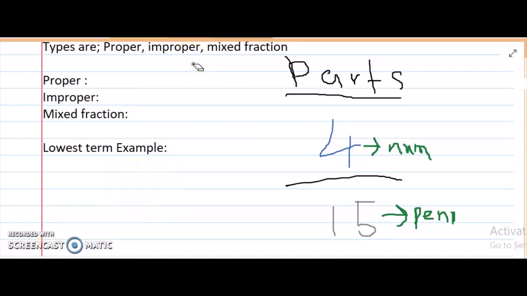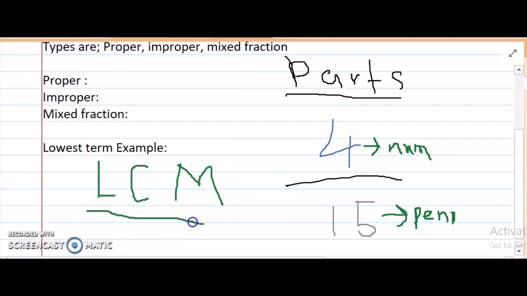Now that we've spent a few minutes talking about fractions, in the next video we're going to be talking about addition and subtraction of fractions. Now I'm just going to give you a little sneak peek into what we'll be doing in that video. Basically, when doing addition and subtraction of fractions, you use the term LCM, which stands for lowest common multiple. So in the next video, you will learn how to do addition and subtraction of fractions.